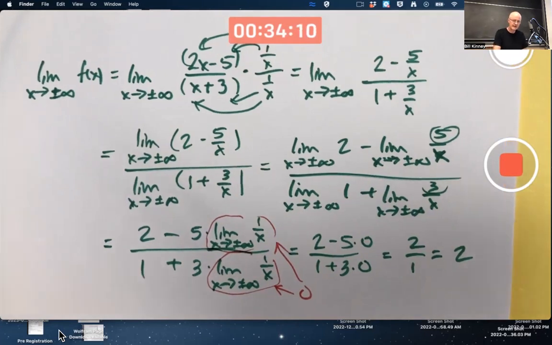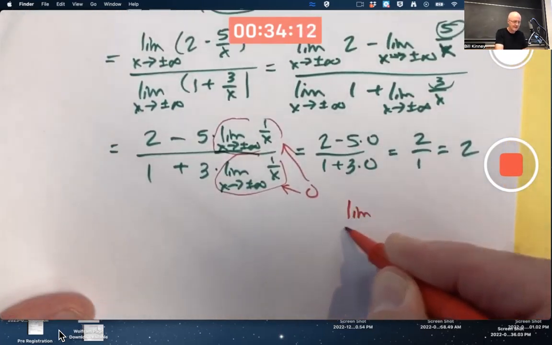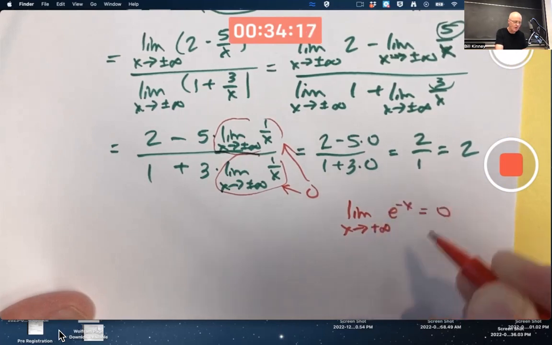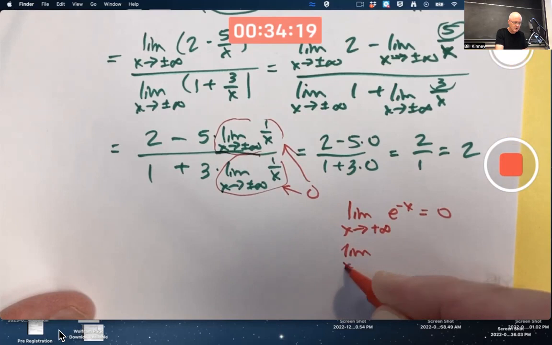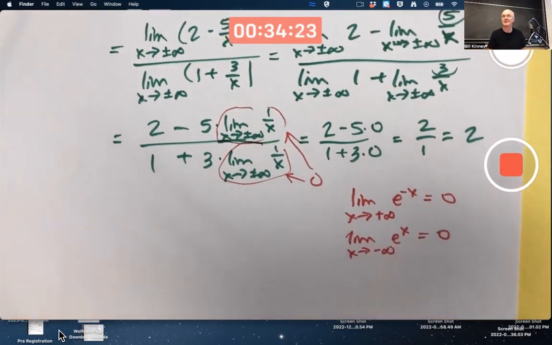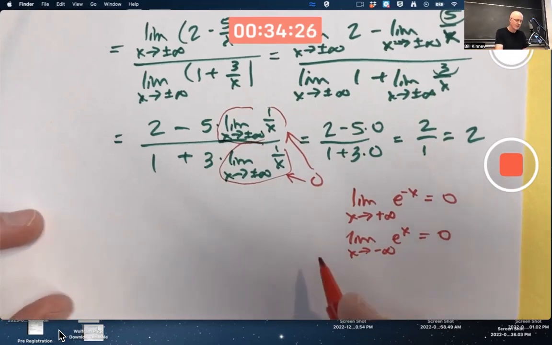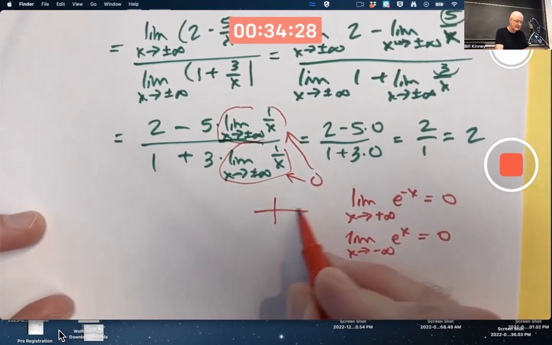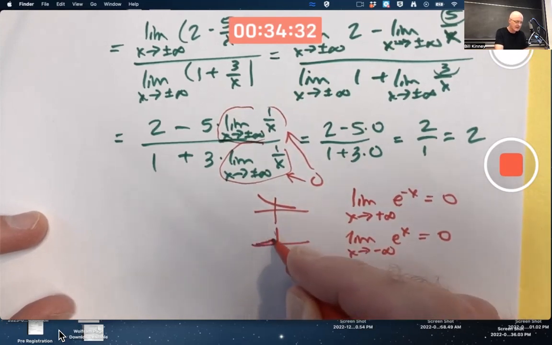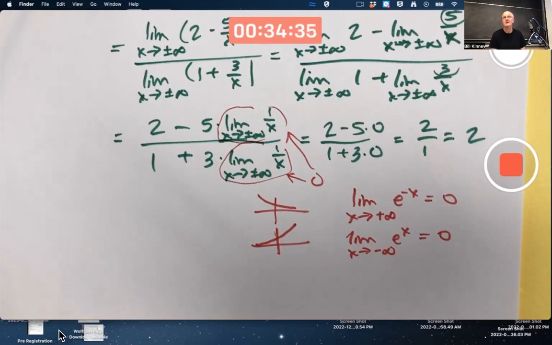And it is true, you can take it to the bank, that the limit as x goes to plus infinity of e to the minus x is 0. And the limit as x goes to minus infinity of e to the positive x is also 0. Those are a couple other facts you can take to the bank. We know the graph of e to the negative x looks like this. That's exponential decay. We know the graph of e to the positive x looks like that. That's exponential growth. In both cases, the x-axis is a horizontal asymptote, though only one directional in both cases.